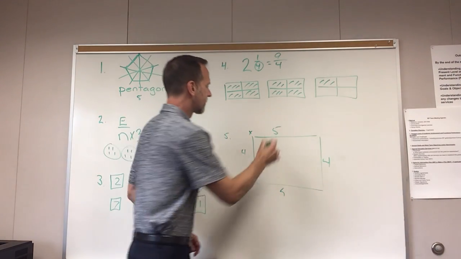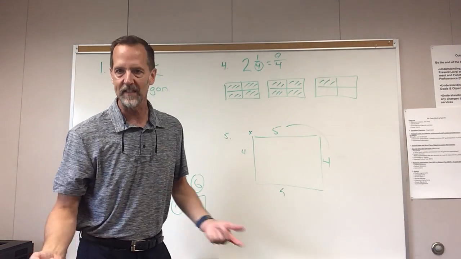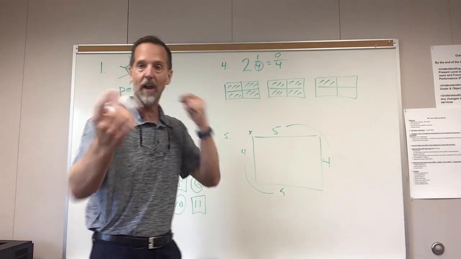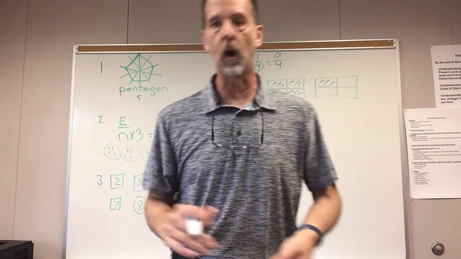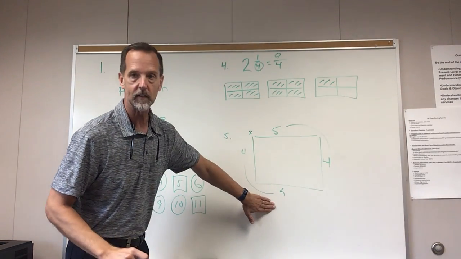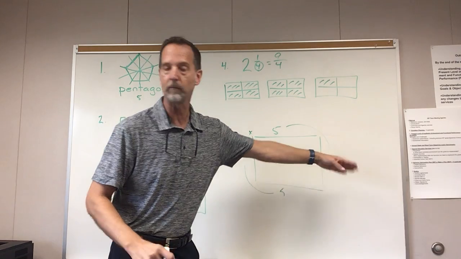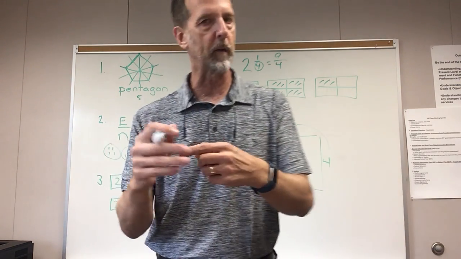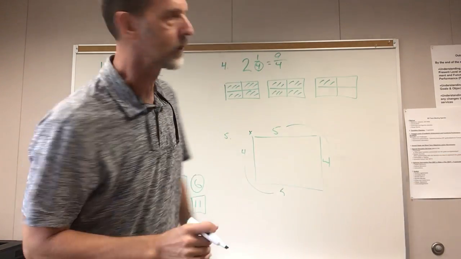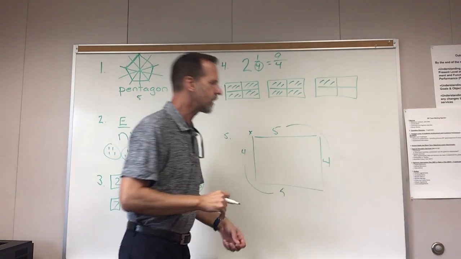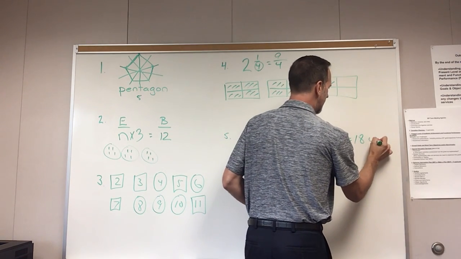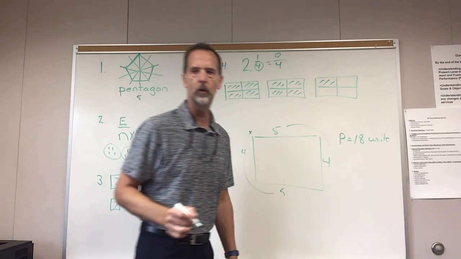So, 5 and 4 is 9. 5 and 4 is 9. 9 and 9 is 18. Did you have to add it that way, the way I did it? No. 5 and 5 is 10. 4 and 4 is 8, but you're still going to get 18. Addition has a commutative property. You can set up your numbers however you'd like to do that. All right. So the perimeter is 18 units because it's not labeled, so we're going to put the word units.